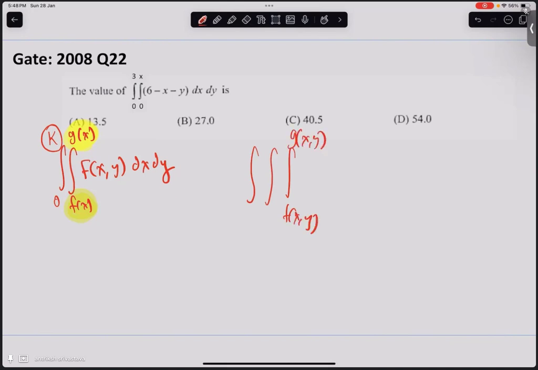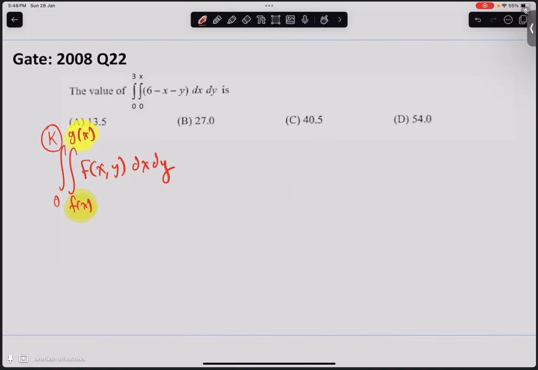So the variable which is not in the lower bound and the upper bound of the limit, that is the variable for whom the limit is assigned. If you know this, then you can solve this question. What is the second thing that we need to know?